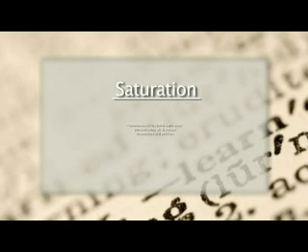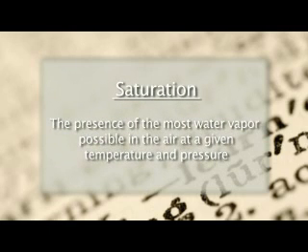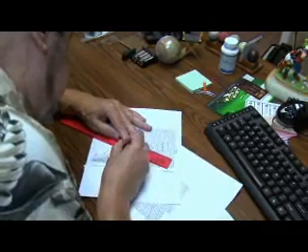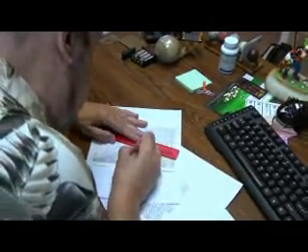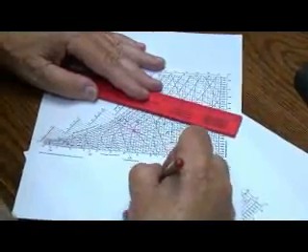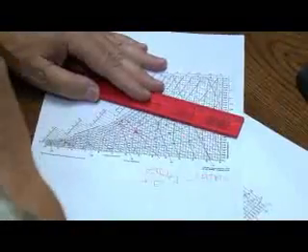Saturation is the presence of the most water vapor possible in the air at a given temperature and pressure. A psychrometric chart is utilized to determine many of these factors and is an easy way to see the relationship between water vapor, air temperature, and barometric pressure.